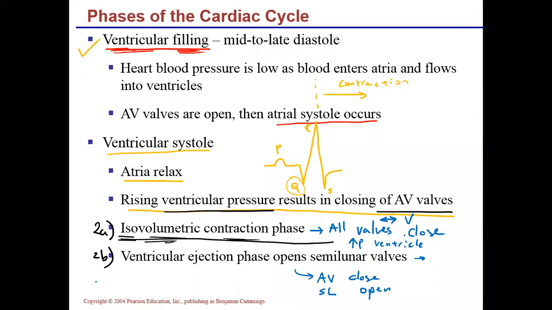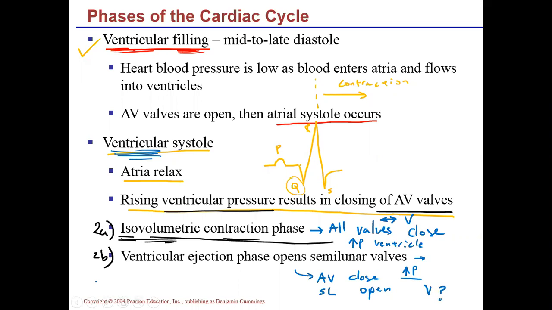Pressure keeps on increasing. The volume is staying the same. Where? In the ventricles. Right now, we're just talking about the ventricle. All right. How about the ventricular ejection? What do you think the pressure is? Pressure is still high. What do you think the volume is?